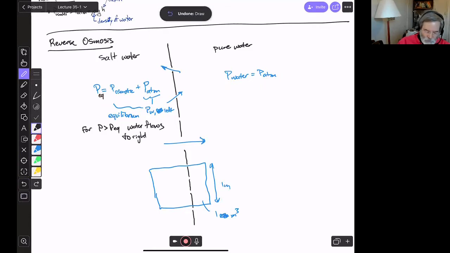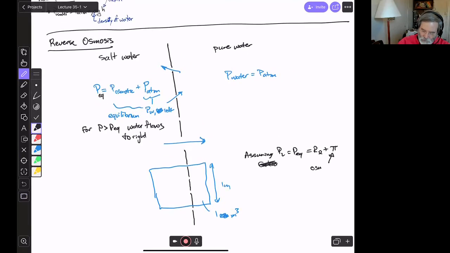And so what I want you to do is to calculate the work done. So assuming P left equals P equilibrium equals P right plus the osmotic pressure. Your book uses the symbol pi for this osmotic pressure, and we talked about the value of that last time. Assuming that pressure difference, what is the work needed to push 1 cubic meter of water through the membrane?